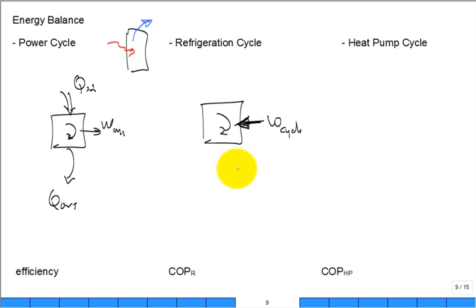So what you're doing with the refrigeration cycle is there's a low temperature and you're always taking heat out of the low temperature, which is hard to do. And then where does that energy get dumped once you've taken it out of the inside of the refrigerator? Energy has to be conserved.